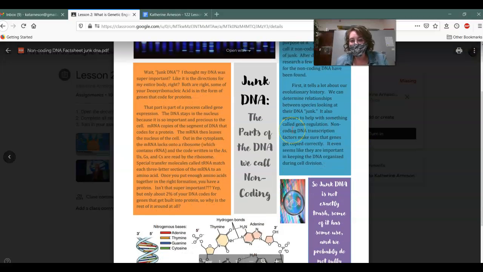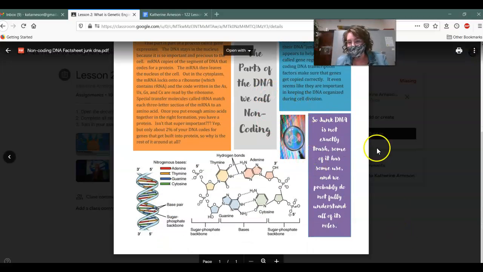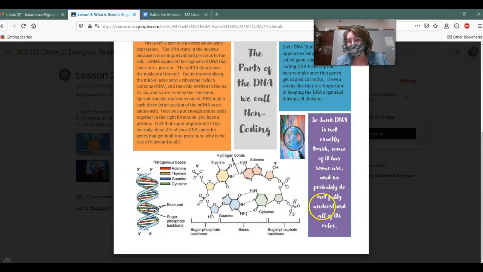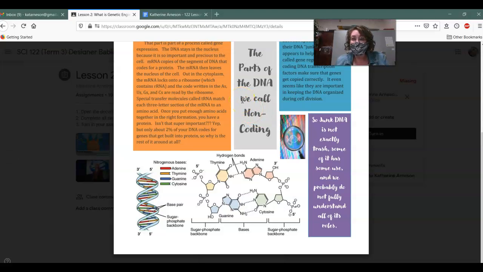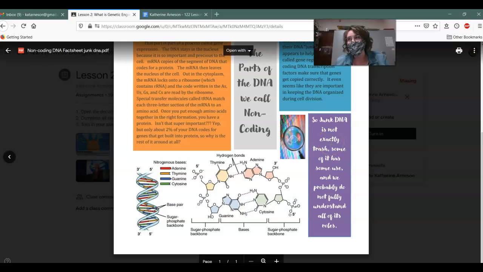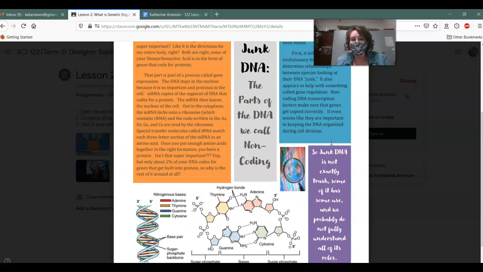But one of the things you want to look at is when there's some highlighted text like this in a text box. This one says, so junk DNA is not exactly trash. Some of it has some use, and we probably do not fully understand all of its roles. That's a huge point that the author, in this case me, wants you guys to really remember about it. Junk DNA, just the name of it, gives you a good idea of what it is, but it's not exactly trash, so we don't want to completely equate those two.